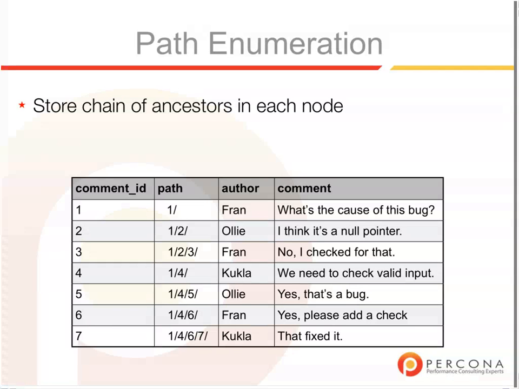Path enumeration is good if you typically do queries for breadcrumbs. You already have the list of breadcrumbs all the way up to the root of the tree already stored in your row, and you can get that easily. If you're using path enumeration, you can query for the ancestors of a given comment or the descendants of a given comment using SQL queries like these, where you do string matching using the LIKE predicate, and that works out fairly well.